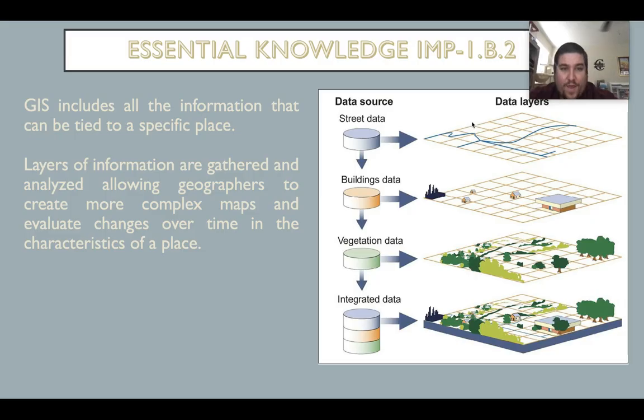GIS includes all the information that can be tied to a specific place. So layers of information are gathered. We might have street data, and then buildings that are there, and vegetation. When we put these layers together in GIS, you get a map that shows you roads and houses and plants and everything else that's there.